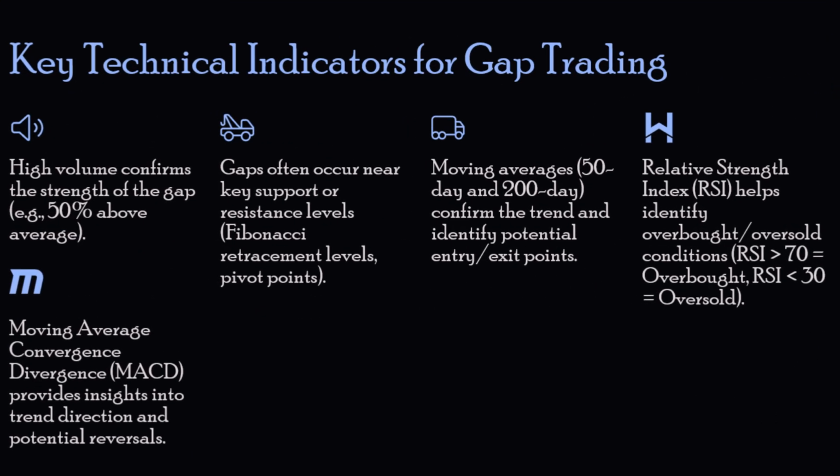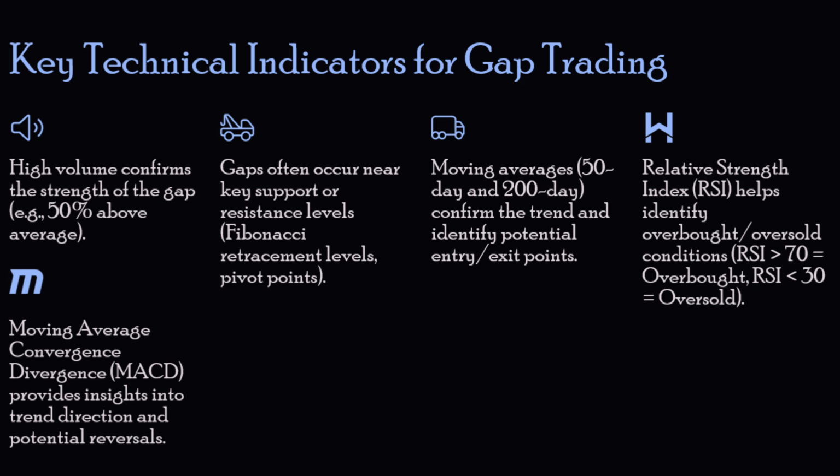Key technical indicators for gap trading. High volume confirms the strength of the gap, e.g. 50% above average. Gaps often occur near key support or resistance levels, Fibonacci retracement levels, pivot points. Moving averages, 50-day and 200-day, confirm the trend and identify potential entry/exit points.